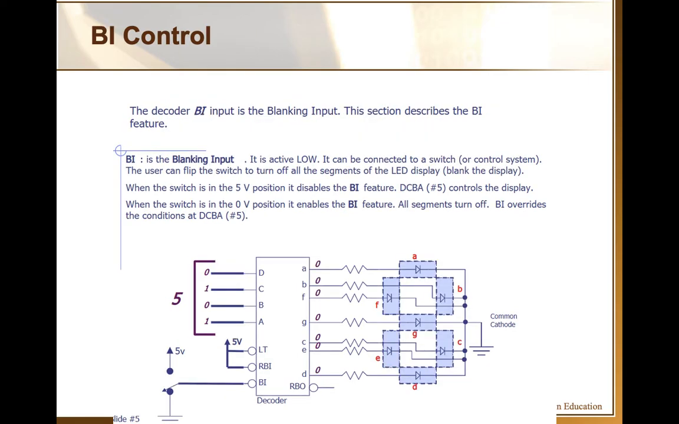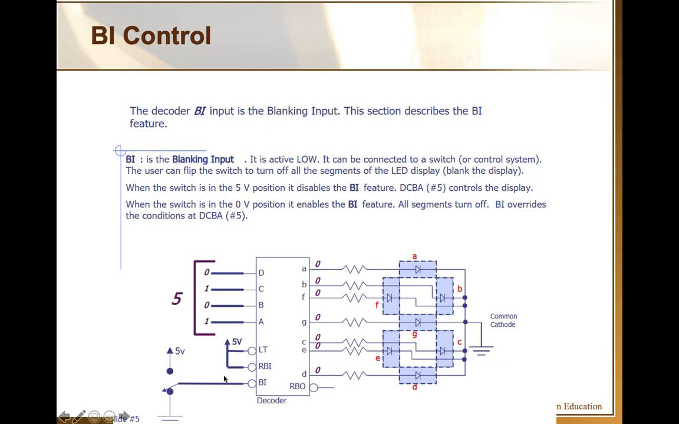Okay, now the next important control pin is BI, which is the blanking input. Decoder BI input is the blanking input. This is also an active low pin. So you can connect it with a switch, just like lamp test, and you can flip it according to your requirement.